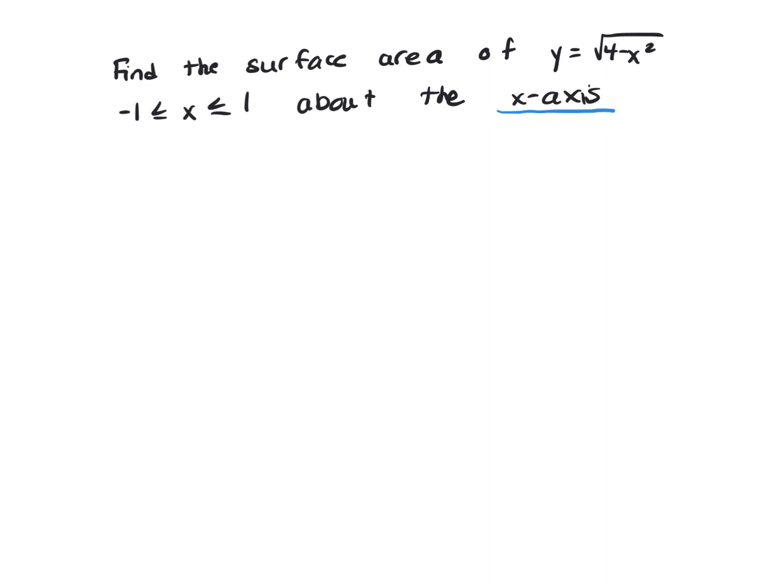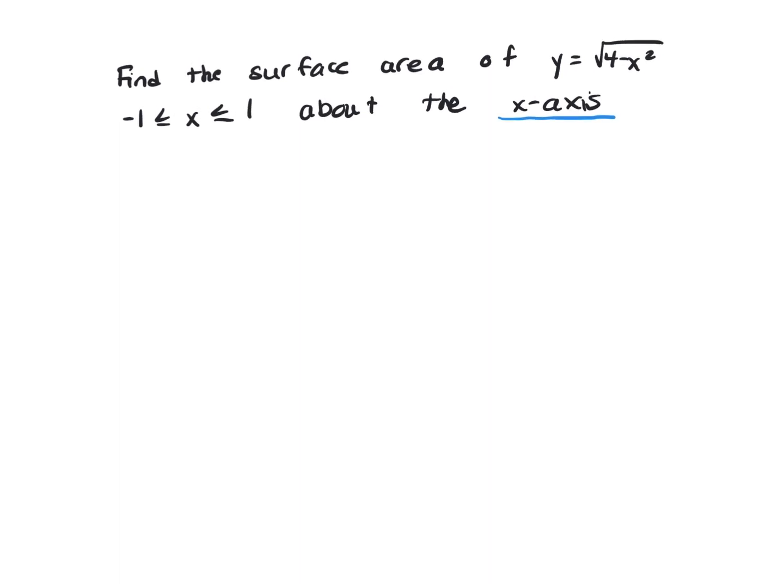x-axis. Next, determine the correct formula, and that would be S equals the integral from a to b of 2 pi y square root of 1 plus (dy/dx) squared dx. The third step is to find the derivative.